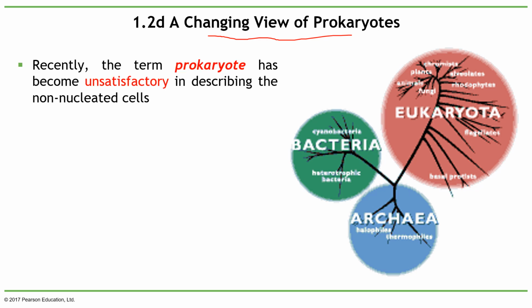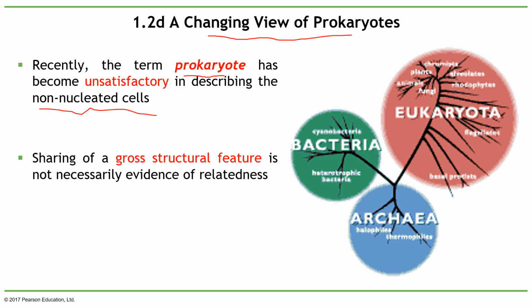In other words, the term prokaryotes is not good enough. Two organisms not having a nucleus doesn't mean that in the phylogeny they are close to each other. This is just a gross structural feature, and it is not necessarily evidence that they are related. So all the bacteria will be close together, and all the archaea will be close together, and it doesn't mean that bacteria and archaea will be related.